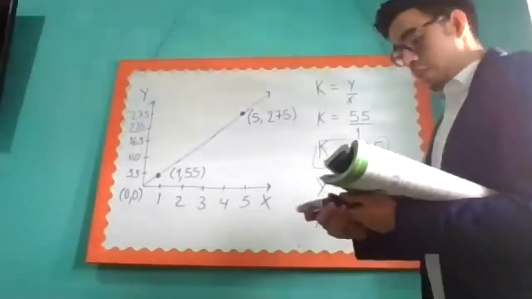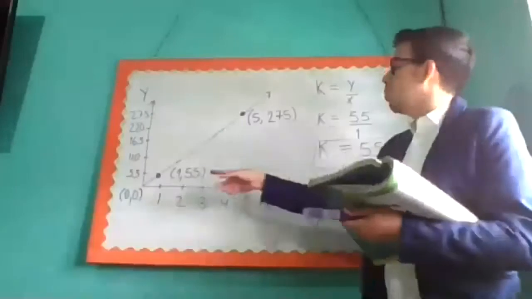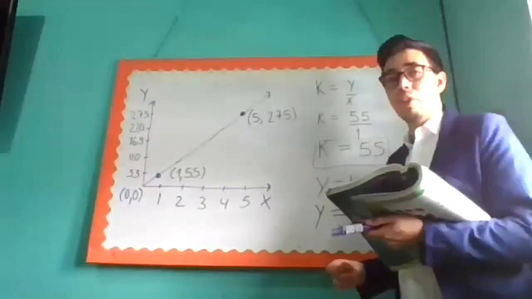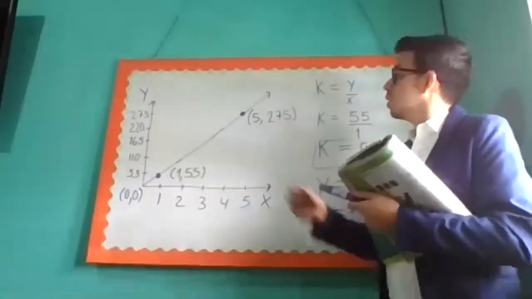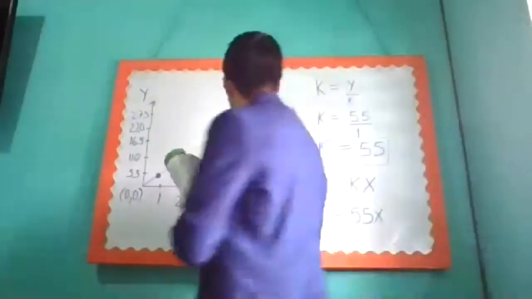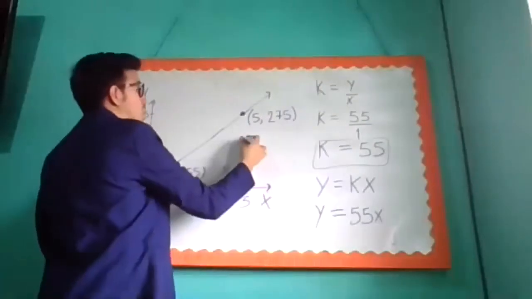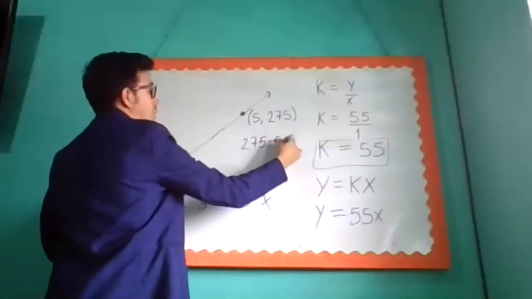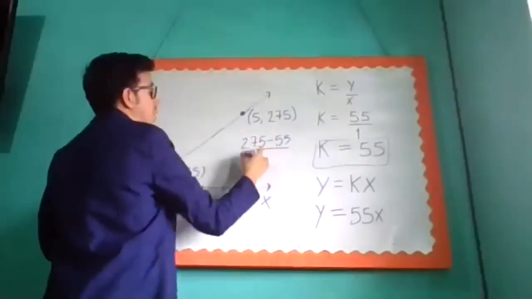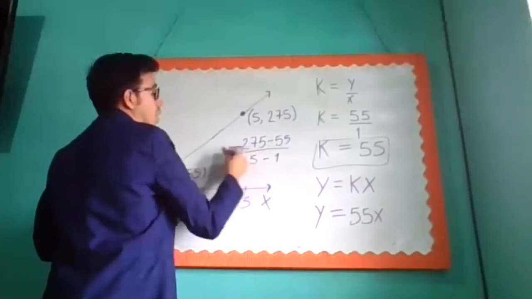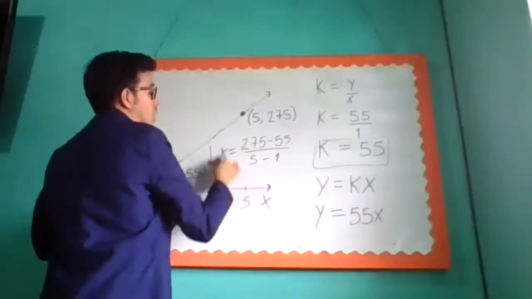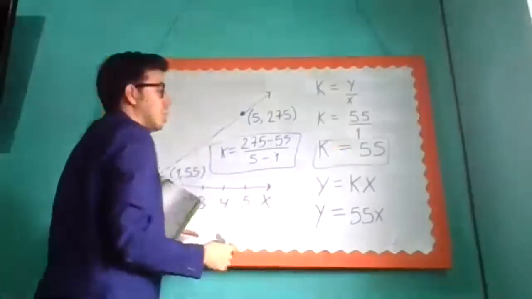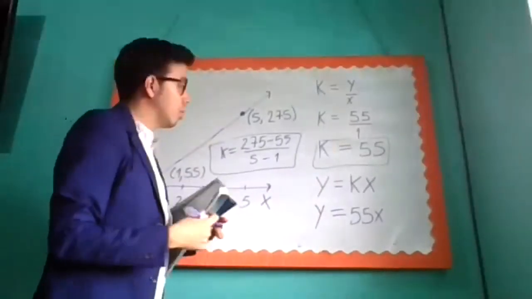If you want to prove that the slope or the value for k is 55, you can prove it. You subtract the values. For example, 275 is the value for y, right? Minus 55, over 5 minus 1. This has to be equal to k. And you need to obtain the same result, that is 55. You can prove it if you want, but you are going to obtain the same result.